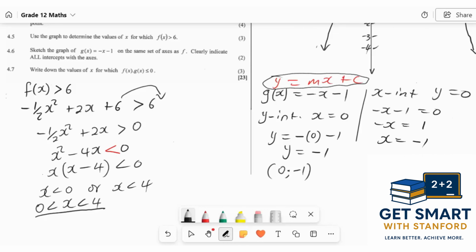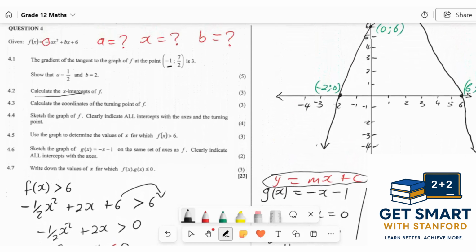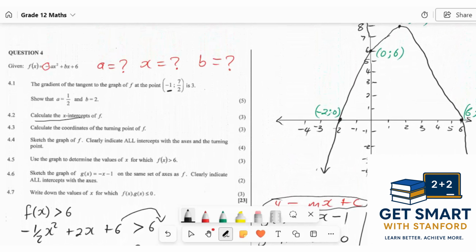And we already know that this is a straight line because of this equation. So now let us go and sketch 0 and minus 1, minus 1 and 0. 0 and minus 1 will be here, minus 1 and 0 will be here. So we draw our straight line there.